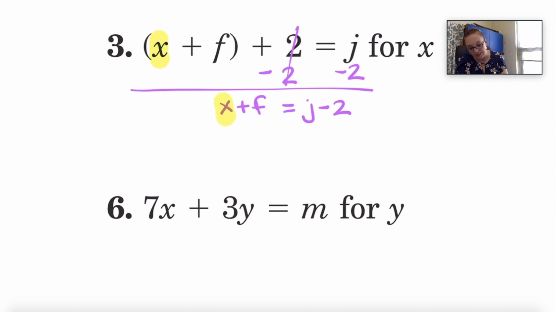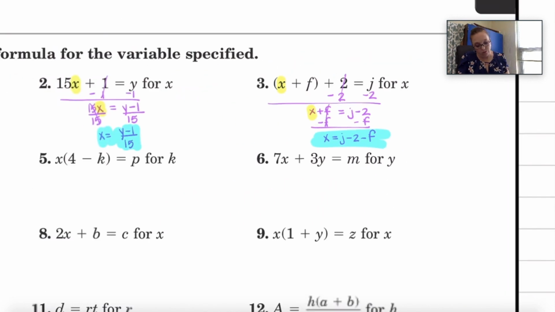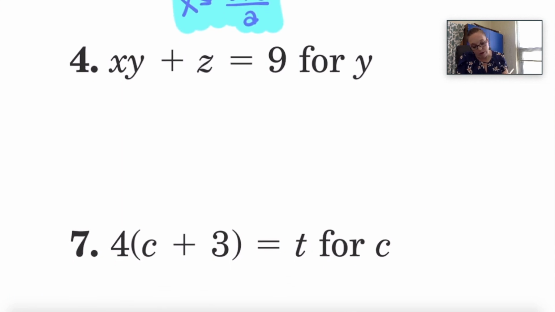Again, you're trying to isolate the x, so we're going to get rid of that f. To get rid of it, I'm going to have to subtract f on both sides. So it leaves me with x equals j minus 2 minus f. None of those are like terms, so I'm just going to leave it as j minus 2 minus f. And that's what x equals. And that's it for number 3. Let's do number 4. For number 4, we are solving for y.